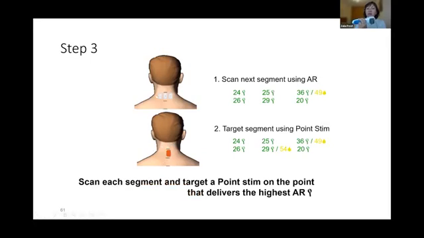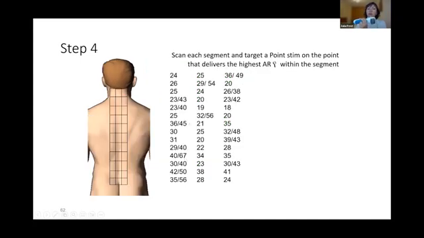Then next 3, yes? So now we go 26, 29, 20. 29 is highest. I go back to this point, leave the device on, wait for the 54 to come and write it down. And you go like this each segment. So in the end, you have these numbers for each segment. Out of 3, you have highest.